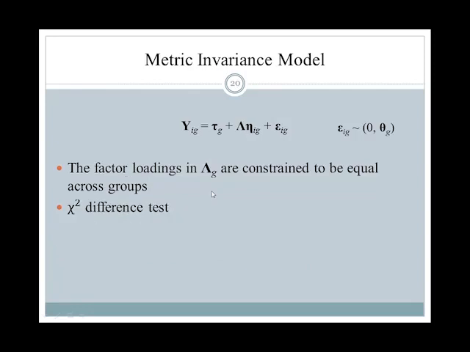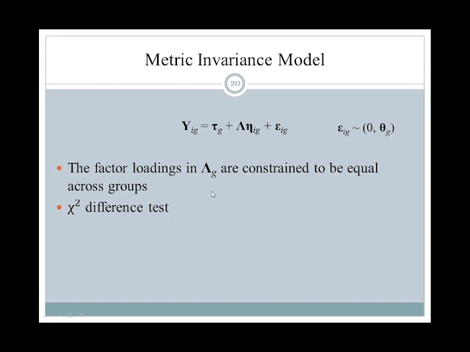So once we test the configural invariance model, we can then move on to testing the metric invariance model. And here, our loading matrix is constrained to be equal across groups. This invariance model is nested within the configural invariance model, and so we can use a chi-squared difference test to test the difference in fit of these two models. If the chi-squared difference test is not significant, then the fit is relatively the same in the two models, and so we retain the model that is the most parsimonious.